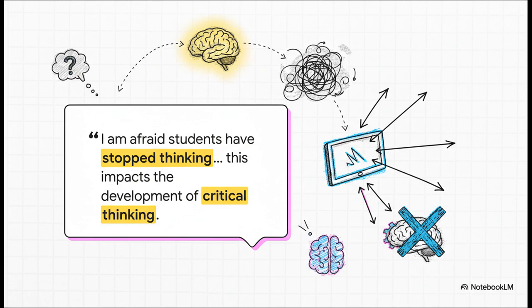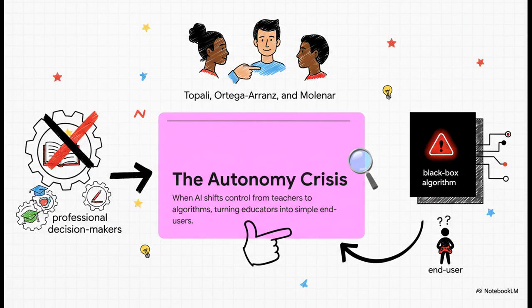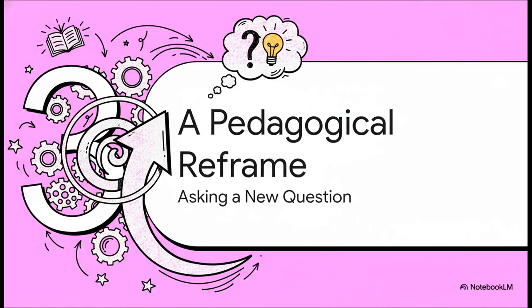And look, this isn't just some abstract academic idea. This quote from a teacher in the study, wow, it just gets right to the heart of what so many of us are worried about. When the tool spits out an answer too fast, it can totally short-circuit the struggle, the brainstorming, the very things that build real critical thinking. So here it is, the official definition. The autonomy crisis is what happens when we, as educators, go from being professional decision makers to just end users. We become operators of a black box algorithm. We're not in the driver's seat anymore. We're just passengers. Okay? But it absolutely does not have to be this way.